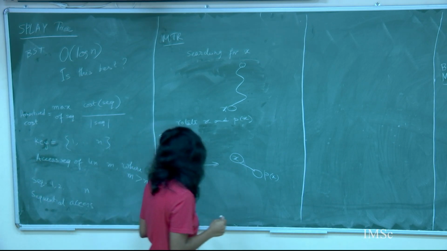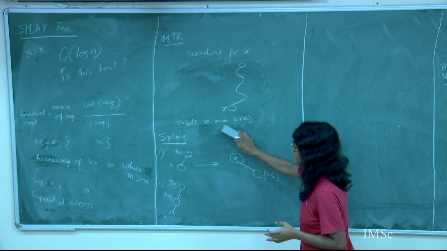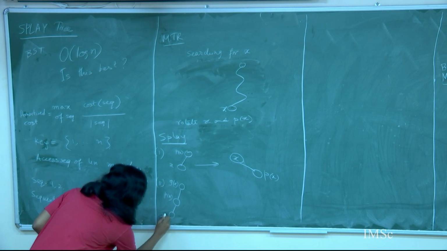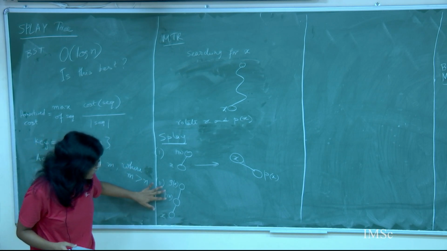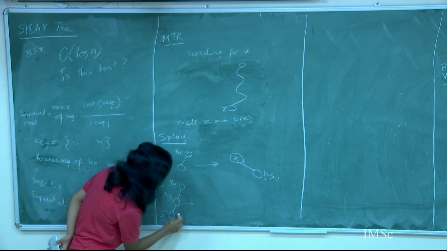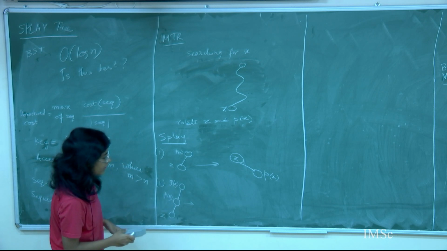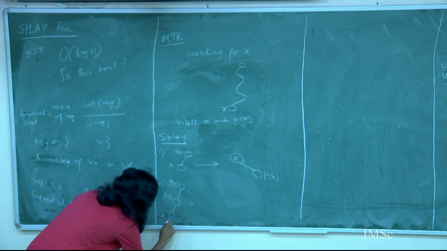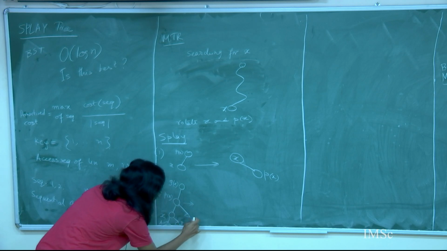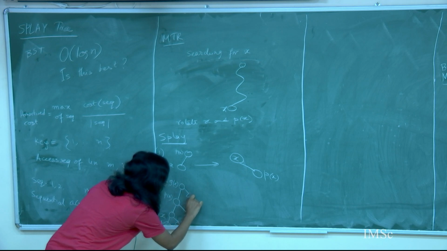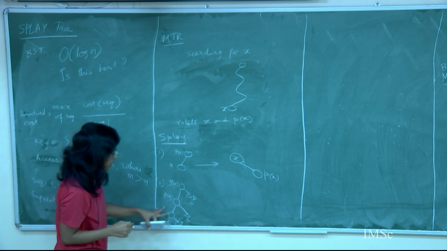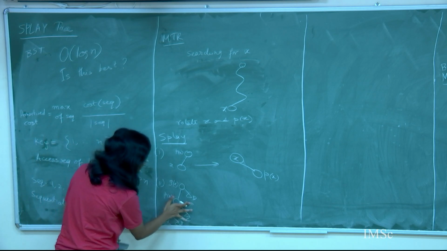In this case, if I would have done the move to root heuristic, I would have first moved x to p of x, and then something like this. See, these are the subtrees that are hanging at the other sides. Okay, so let me not talk about move to root.